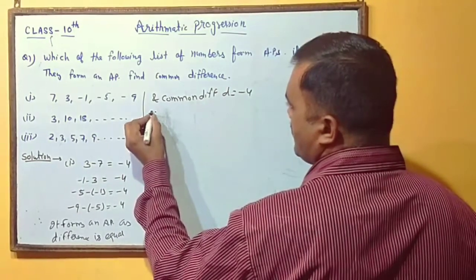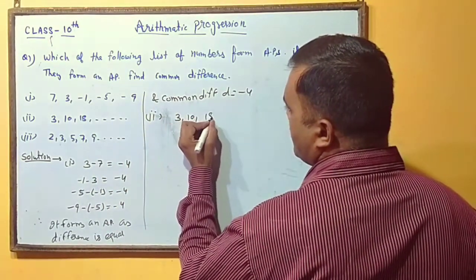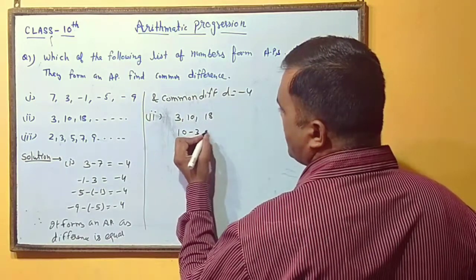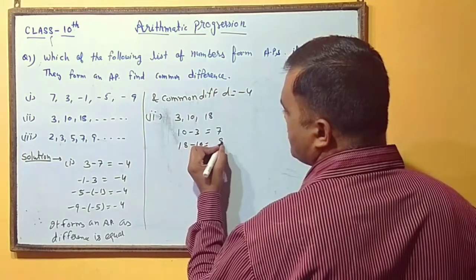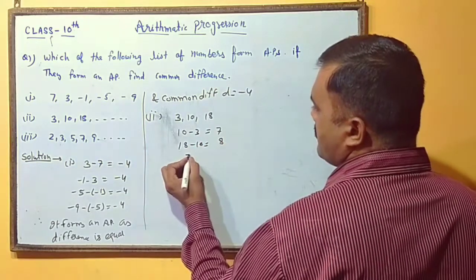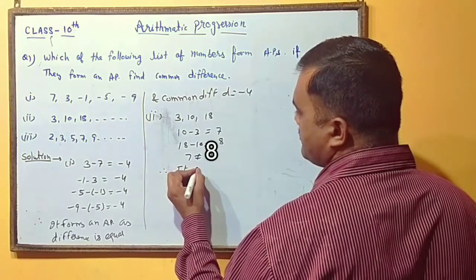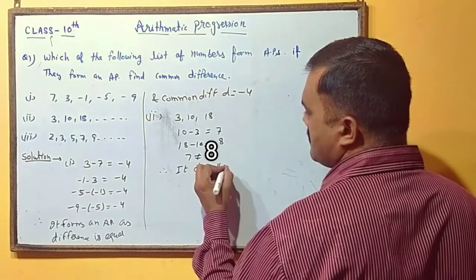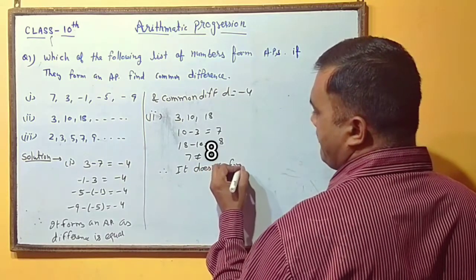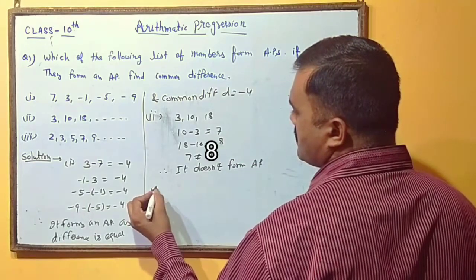Let us come to the second part. It is written 3, 10, 18. So 10 minus 3 is 7, 18 minus 10 equals 8. So 7 is not equal to 8. Therefore it doesn't form an AP.